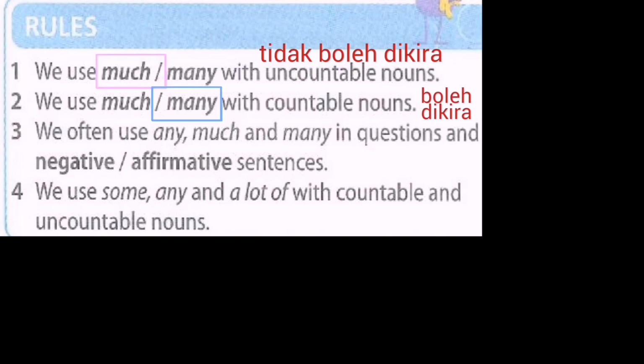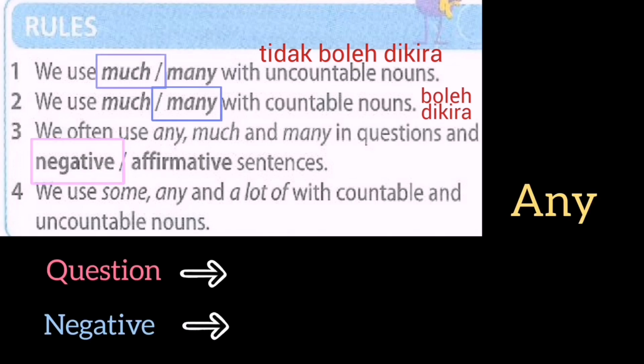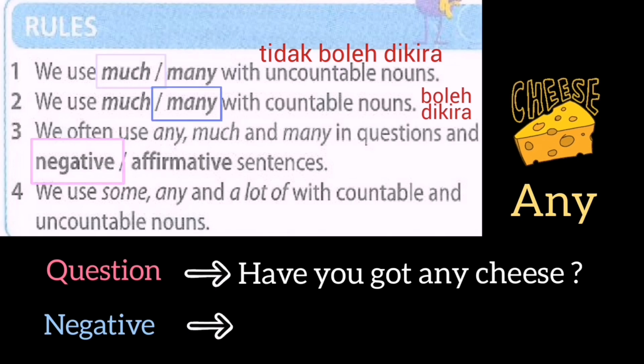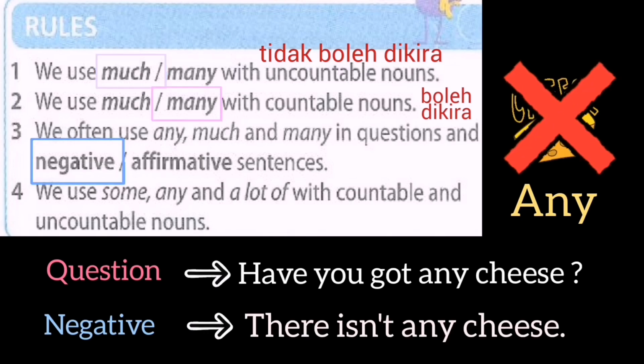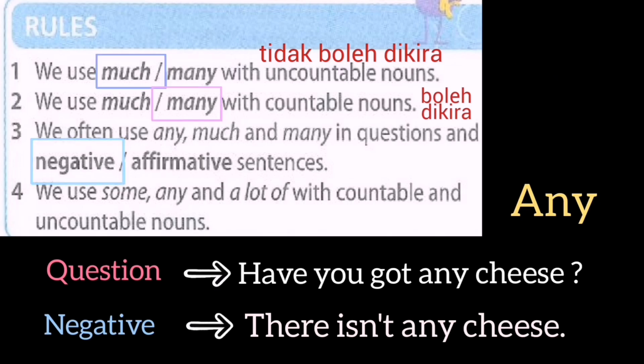Rule number 3, we often use any, much and many in questions and negative sentences. Kita akan kerap menggunakan any, much and many dalam bentuk soalan dan juga ayat-ayat negatif. For example, any. In questions, have you got any cheese? In negative sentence, there isn't any cheese. Bermaksud, cheese itu tiada, jadi ia adalah ayat negatif.